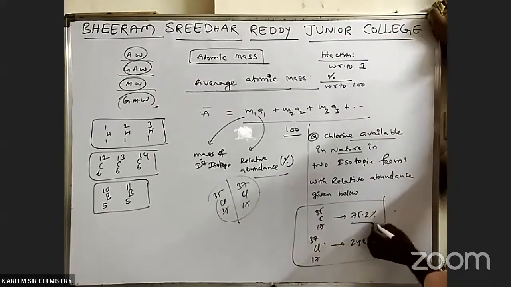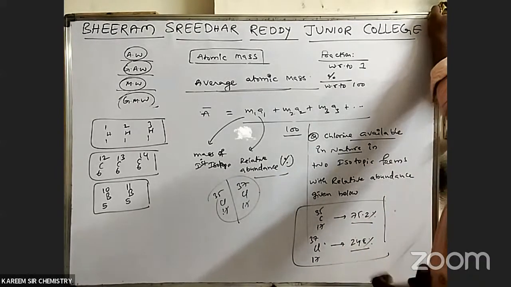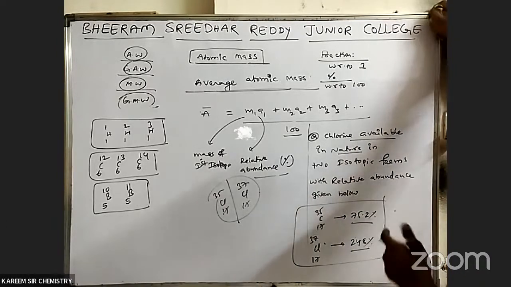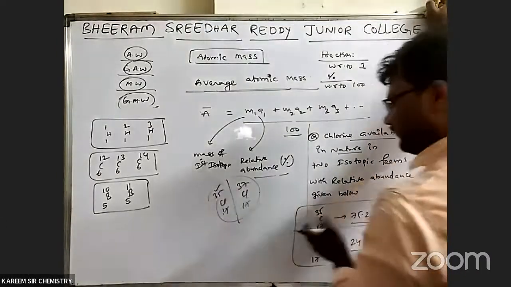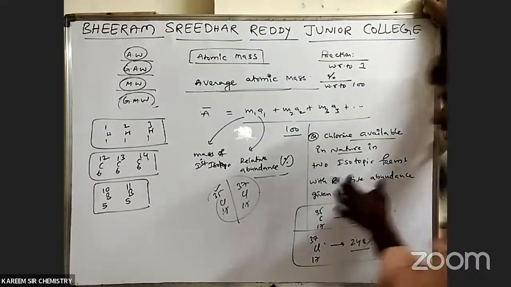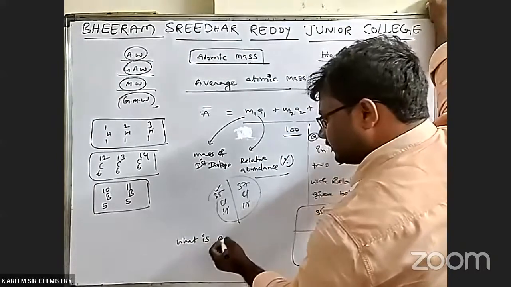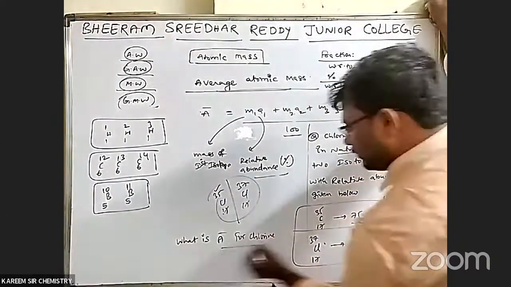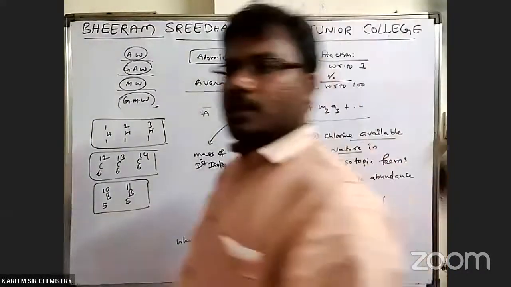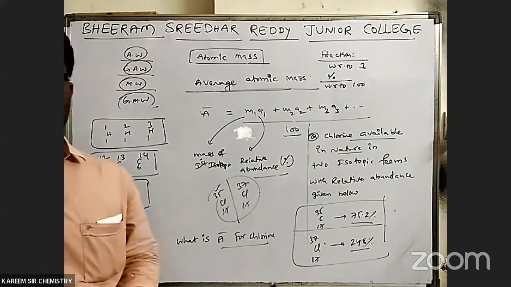Their abundance, how much they are available in nature, is also given. Okay? So their abundance is given and the masses of the individual isotopes are given. Then what is the average atomic mass of chlorine? How can you calculate the average atomic mass of chlorine? Only two isotopes are there. Try to do it. What is the answer?